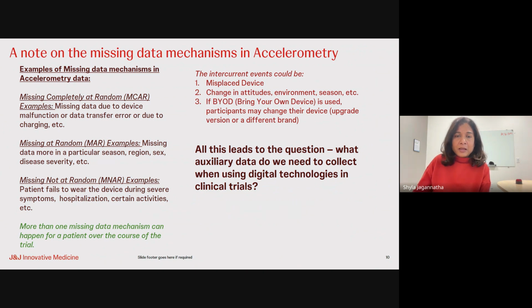But the key takeaway is that all this leads to the question based on the previous one: what data do we need to collect when we are collecting digital data from digital technologies in clinical trials, for us to better understand missingness or even later do some imputations? Having this data would be helpful. And also, there could be more than one missing data mechanism happening for a patient in a given day or over the course of the trial.